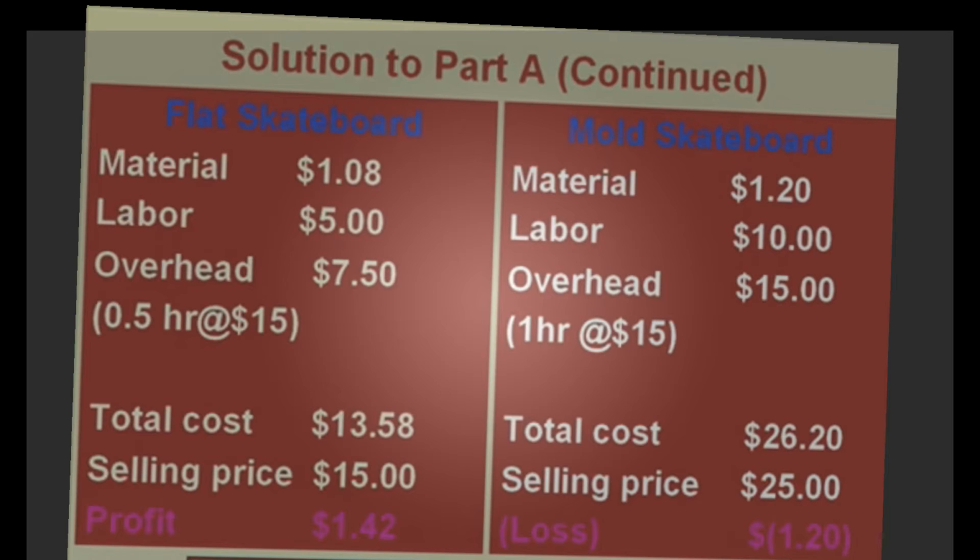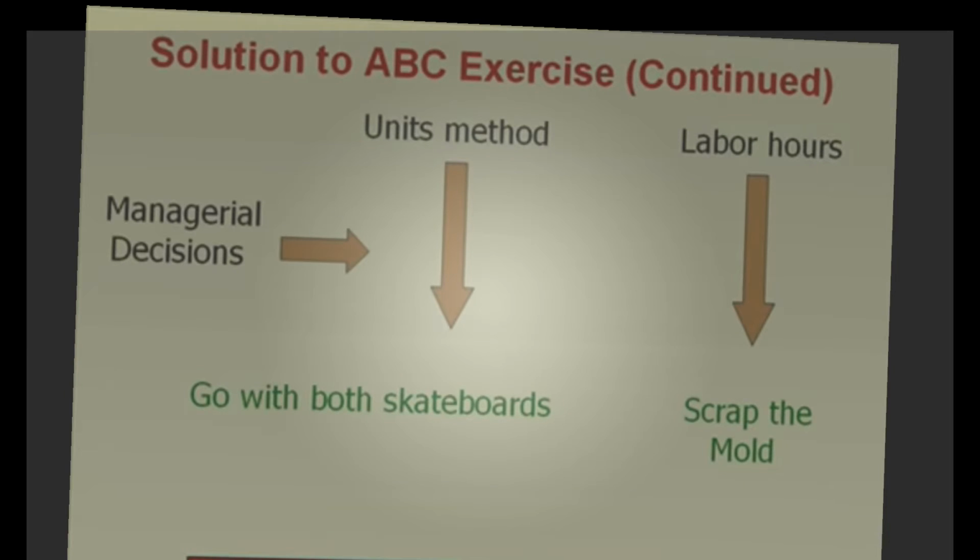Let's summarize our decisions. If you use the units method to charge overhead, you say, let's go with both skateboards. If you use labor hours to charge overhead, you may say, scrap the mold. Just scrap it because you make a loss. Can you see how important the technique for estimating overhead is? If you use the wrong technique, you make wrong decisions.